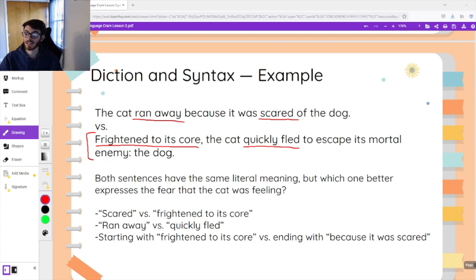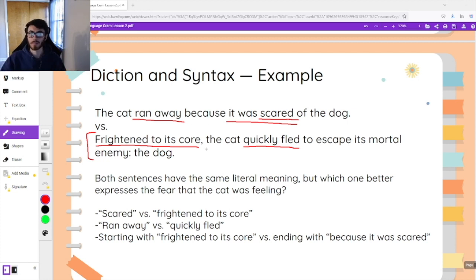And then for the syntax, we have some changes here as well. The second sentence starts off with "frightened to its core." Right away, we set the mood, right? We tell the reader that whatever we're talking about, we don't even have the noun yet, we don't even know what the subject of this sentence is, but we know whatever it is, it's really, really scared if it's frightened to its core. Whereas the other sentence ends with "it was scared," right? It tells us that the cat ran away first, and then it tells us that the reason the cat ran away was because it was scared of the dog. We don't find out that it's scared until later on. That makes a difference as well.